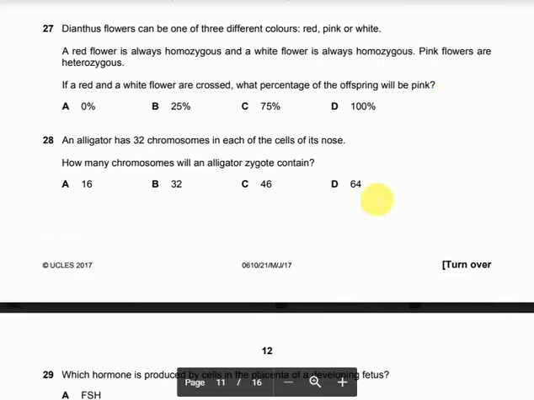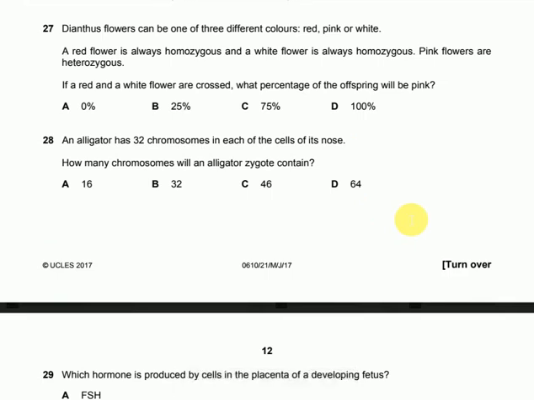Closing the webcam. Question number 28. An alligator. Okay, an alligator came to a biology paper. Very good, I like it. An alligator has 32 chromosomes in each of the cells of its nose. How many chromosomes will an alligator contain? It's quite obvious: 32 chromosomes everywhere. Only its sex cells, or gametes, for example, will have half the number of chromosomes. That would be 16 chromosomes.